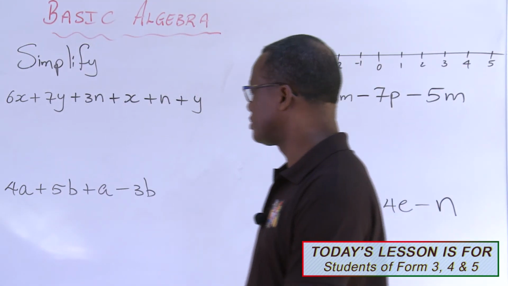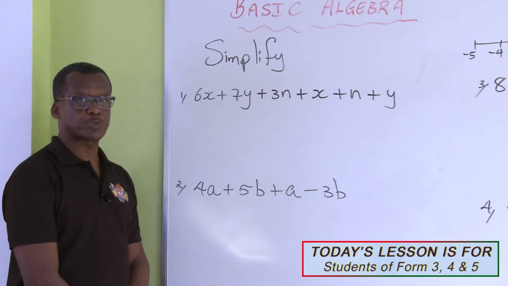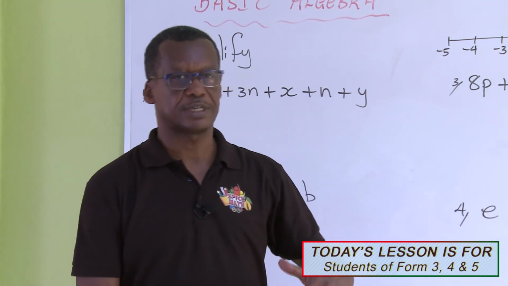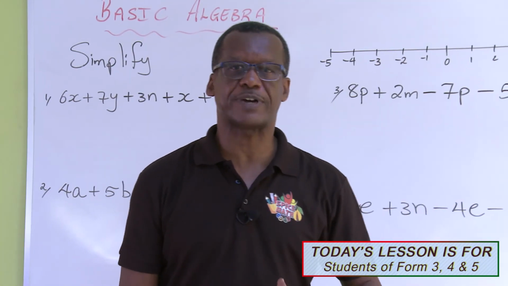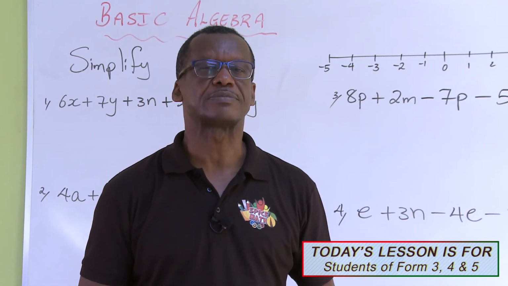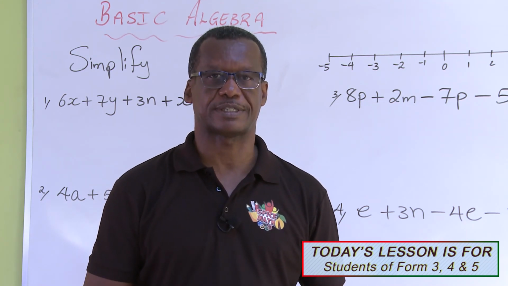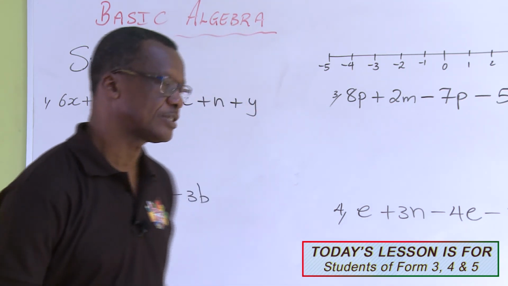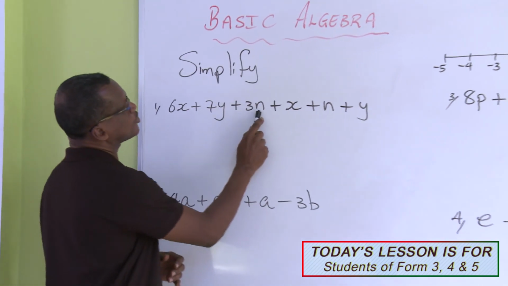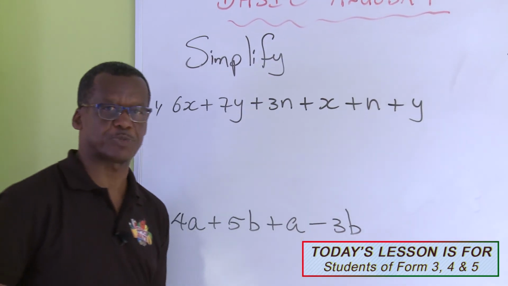So if you look on the board, we have four expressions here, and we'll attempt to identify where the like terms are from our previous definition and group them, keeping the signs that they come with. So let's look at number 1: 6x plus 7y plus 3n plus x plus n plus y. That's a long expression.